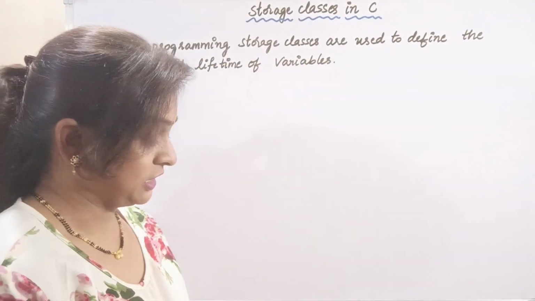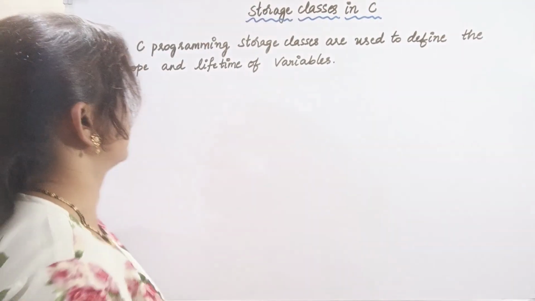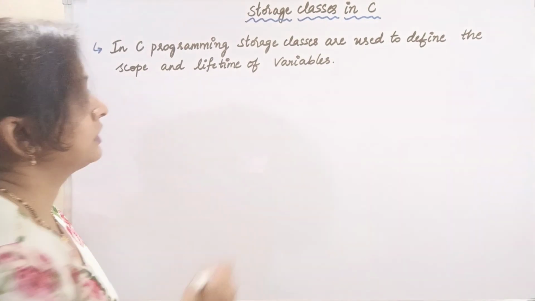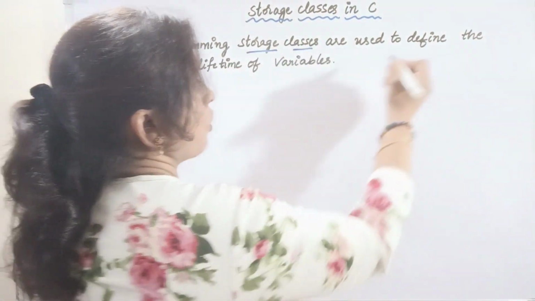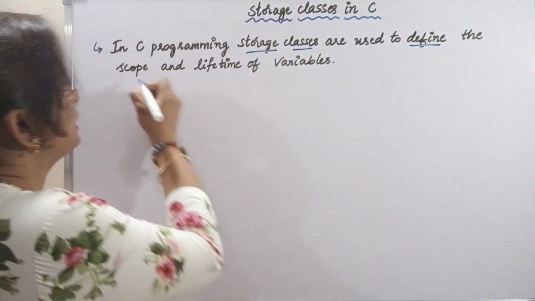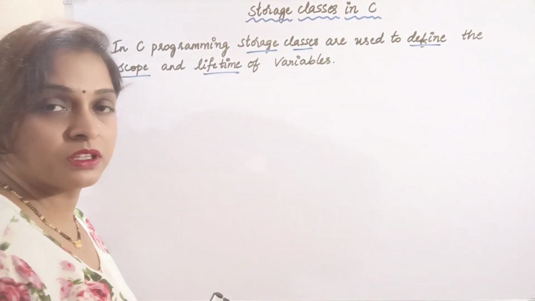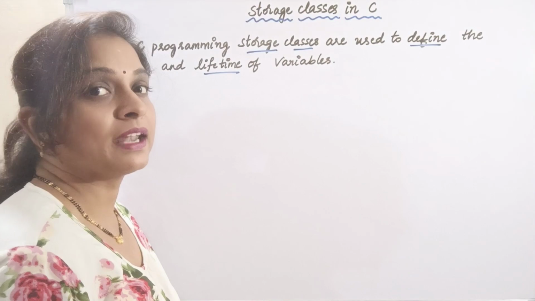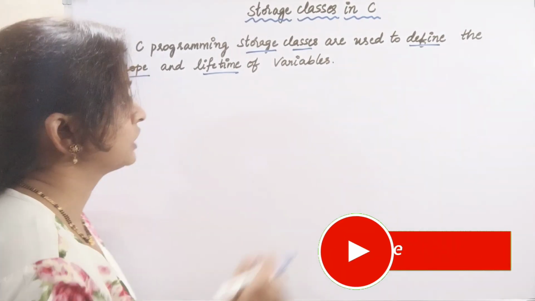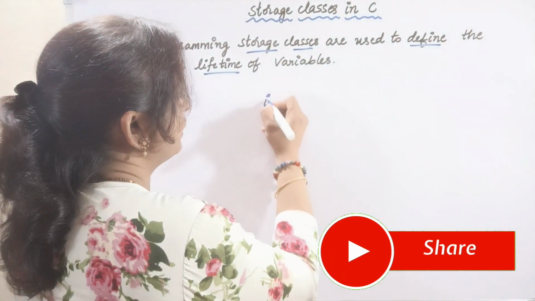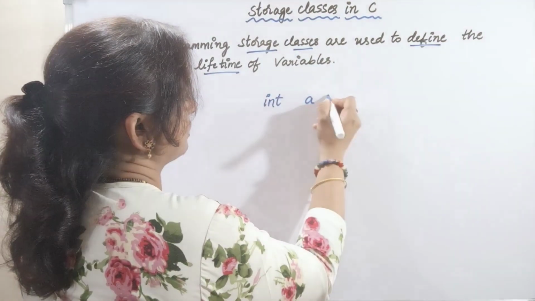Storage classes in C. So what actually are storage classes? In C programming, these storage classes are used to define the scope and lifetime of variables. So what is the scope and lifetime? Let us understand now. Say for example, we have a variable by name A.